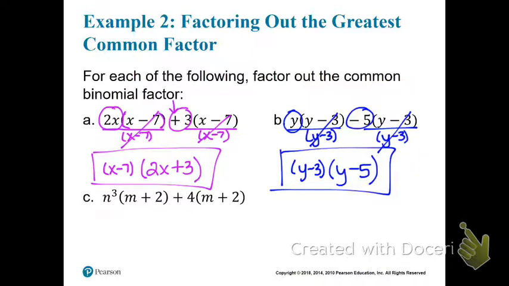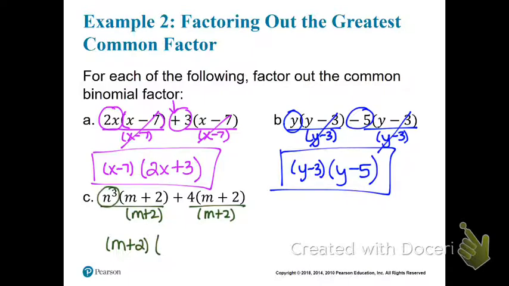And then C. We also have two terms. They both have an n plus 2 in parentheses, so we're going to greatest common factor that out. So I'm going to divide by it. Now remember, when we divide, we always put what we have left in another parenthesis there.